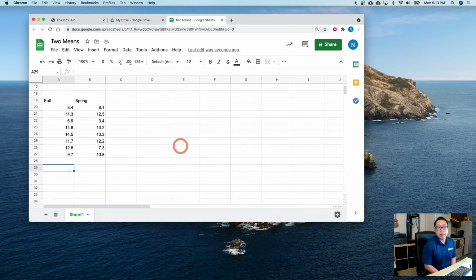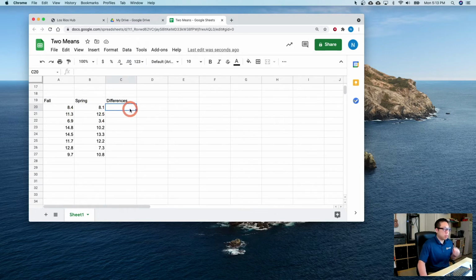All right, so I have the data entered. And because this is matched, what we want to do is subtract the fall minus the spring. So I'm going to create a new column called differences, where I'm going to subtract 8.4 minus 8.1, 11.3 minus 12.5.